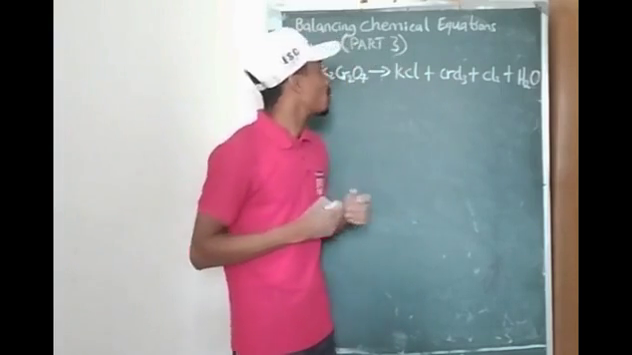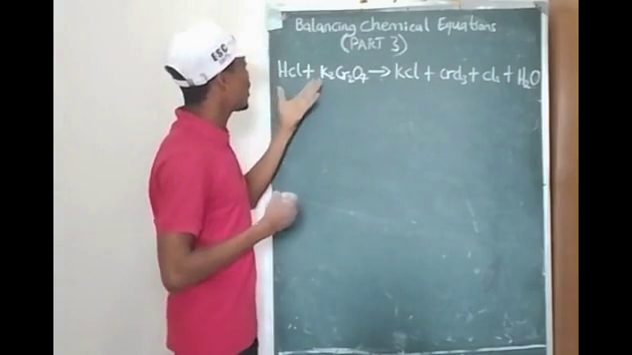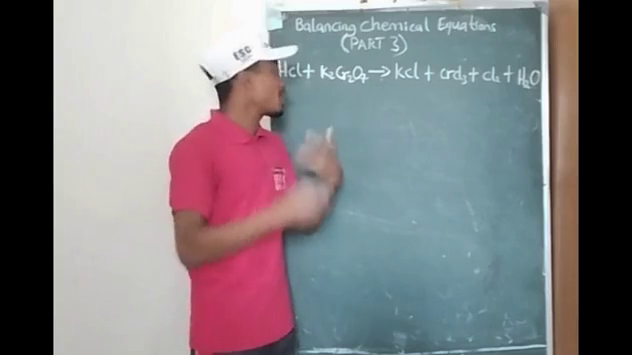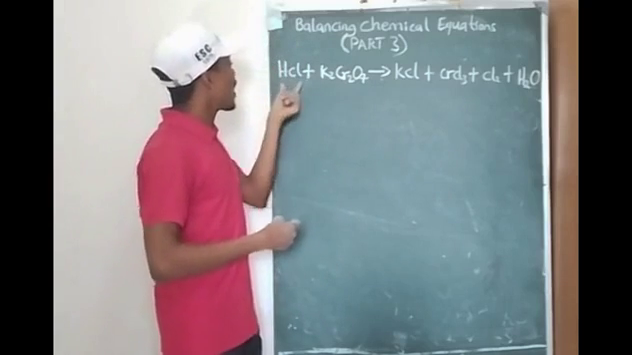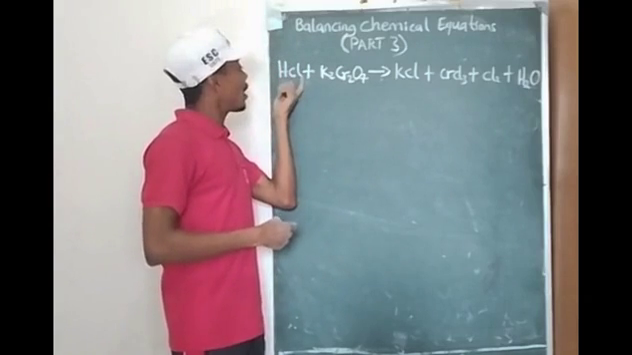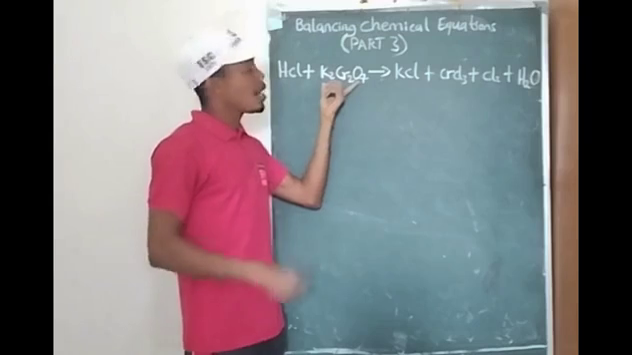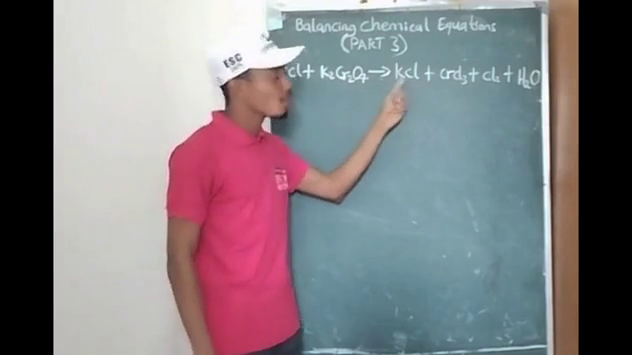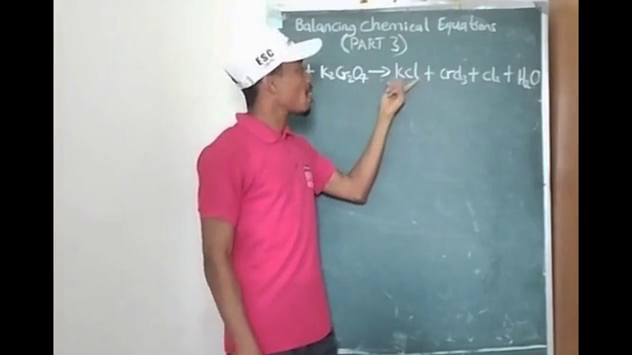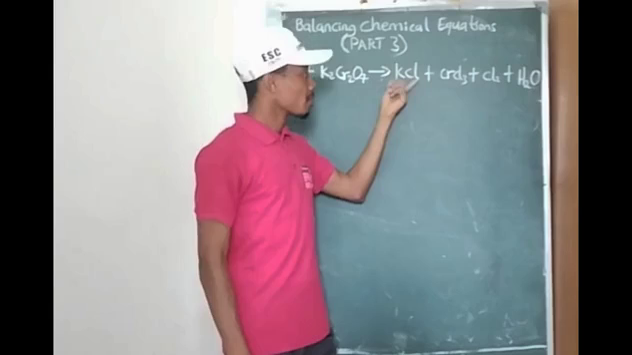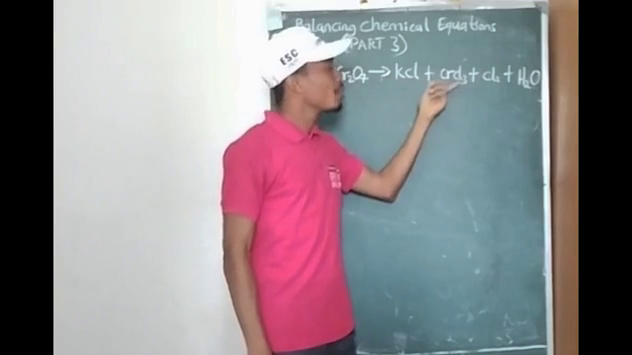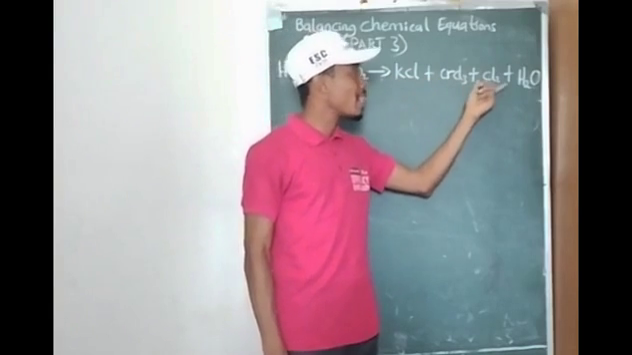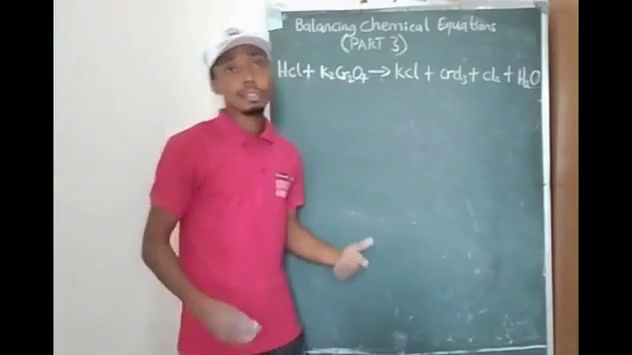Stay tuned. If you look at this chemical equation, it's a chemical reaction between hydrochloric acid and potassium heptaoxodichromate(VI), and the result is giving us potassium chloride, chromium(III) chloride, chlorine gas, and water.